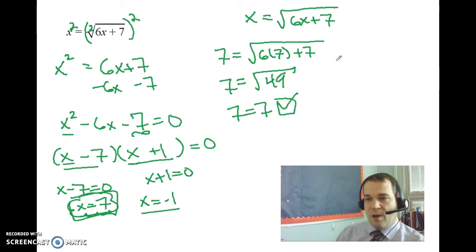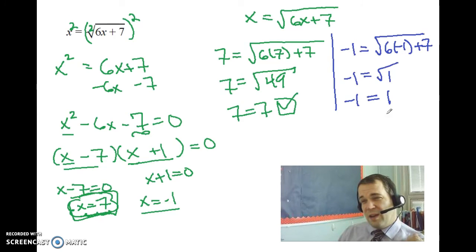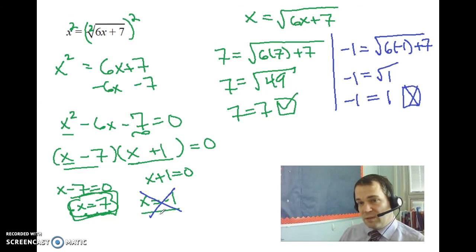Now I'll check to see if negative 1 works. If x equals negative 1, then this becomes negative 1 equals the square root of 6 times negative 1 plus 7. There's obviously no work to do on this side, but if I start to simplify this, 6 times negative 1 is negative 6, plus another 7 is positive 1. The square root of 1 is just 1. The left side is negative 1, so I get the statement negative 1 equals 1. That's not true. So this is actually not a solution. Even though all my math to find it was correct, it doesn't work.